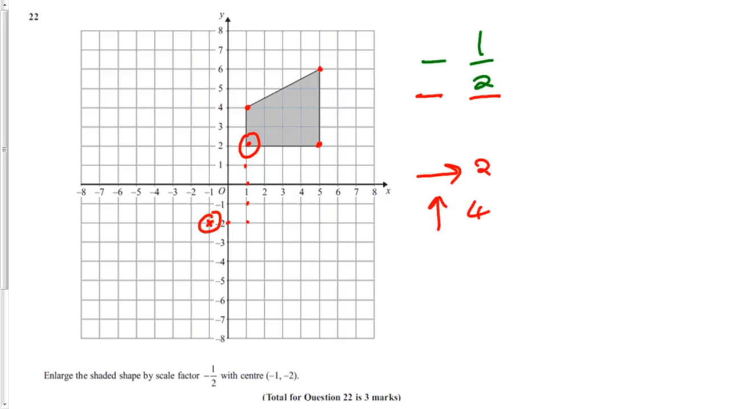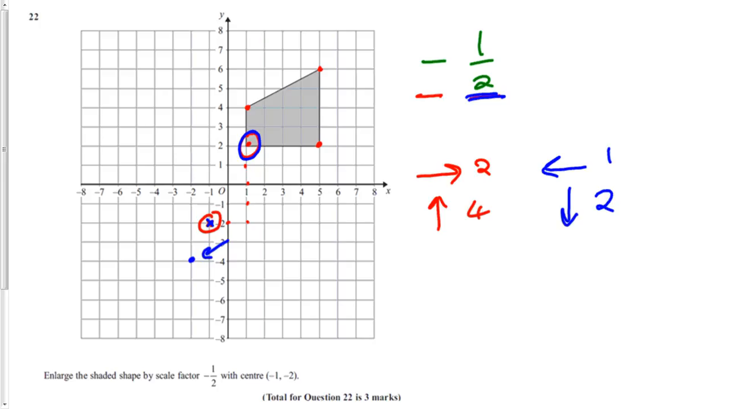Now, where that point's going to end up when we enlarge it by a scale factor of minus a half, we're going to go the opposite direction. So we're going to go to the left, and we're going to go down. And because we're halving it, we're going to do half the numbers. So instead of going to the right by 2, we're going to go to the left by 1. Instead of going up by 4, we're going to be going down by 2. So we go back to our centre of enlargement, go to the left by 1, down by 2, and that's that point there. So this point here ends up over here.